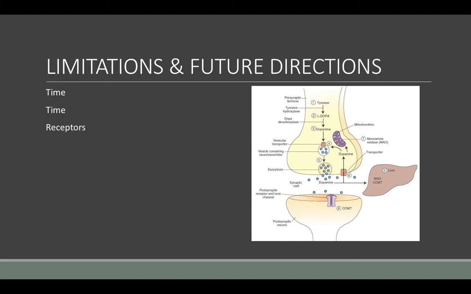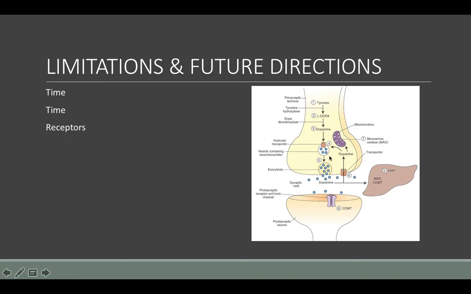With future directions, I think the most logical next step would be to look at receptors. So again, I have this photo here of a presynaptic neuron synapsing with a postsynaptic neuron. You can ignore the liver right now.